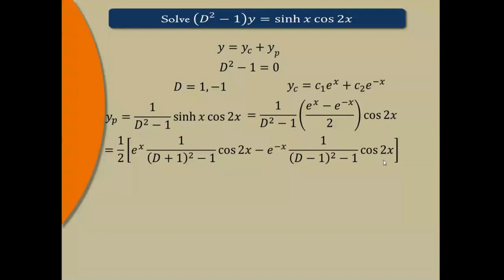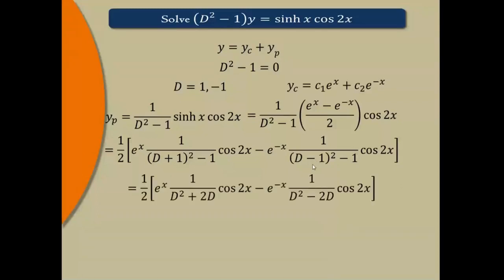Simplify it, open the bracket: D square plus 2D plus 1 minus 1, the 1 minus 1 get cancelled; D square minus 2D plus 1 minus 1, the 1 get cancelled. Okay, we get this, correct?